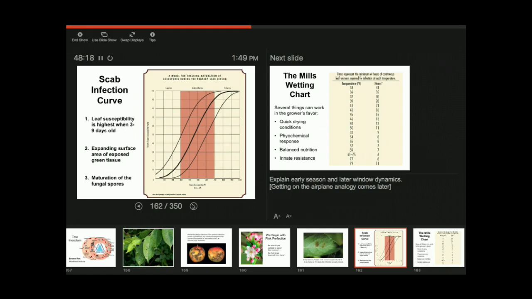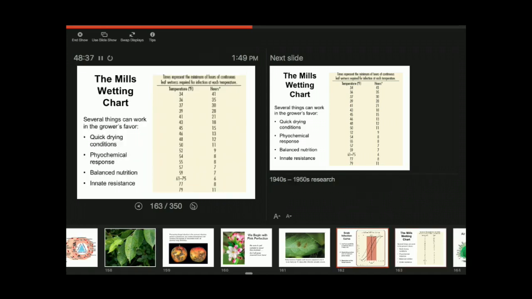So when we talk about cedar apple rust, that window is going to actually shift a little bit later. And that becomes relevant if you're losing way too many apples to cedar apple rust. So it's about who are you dealing with and what's the period where maybe a little extra steps are necessary to see your way clear.